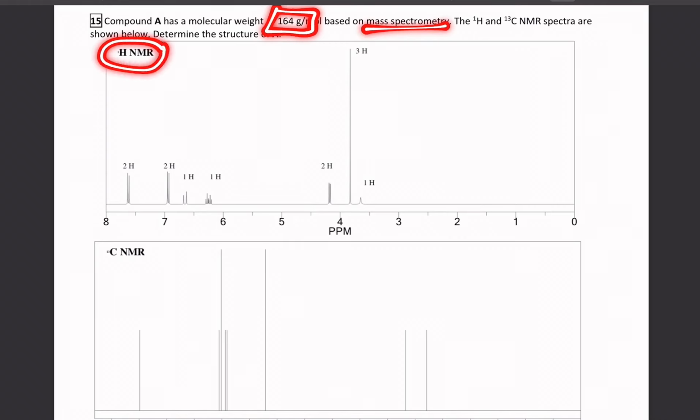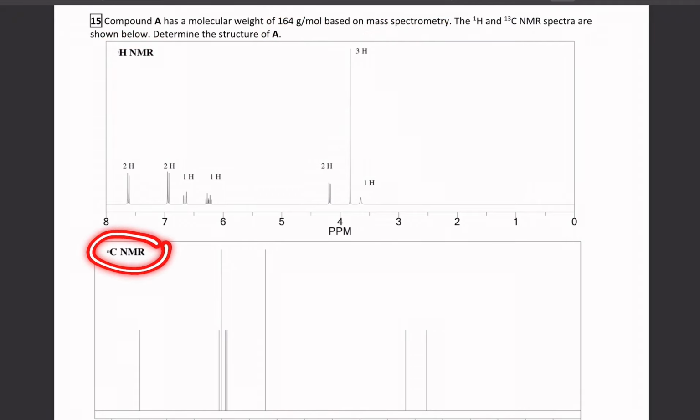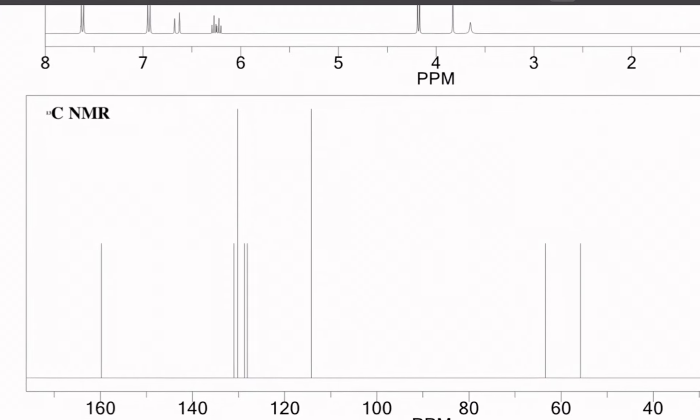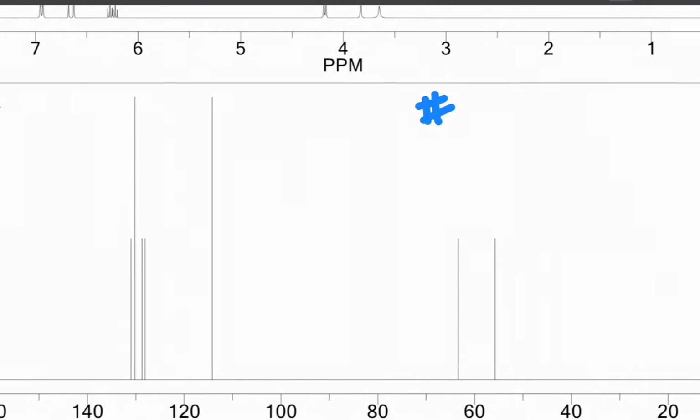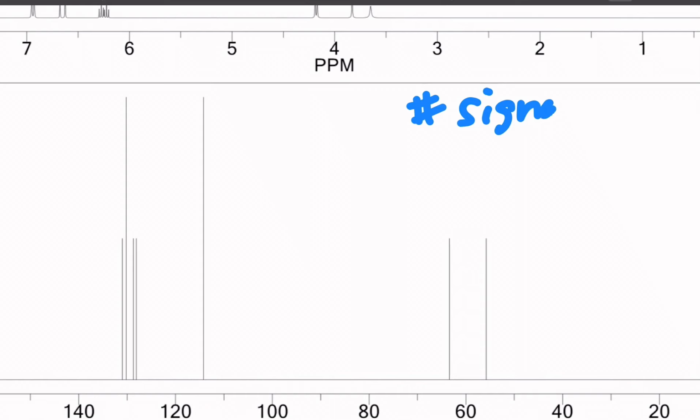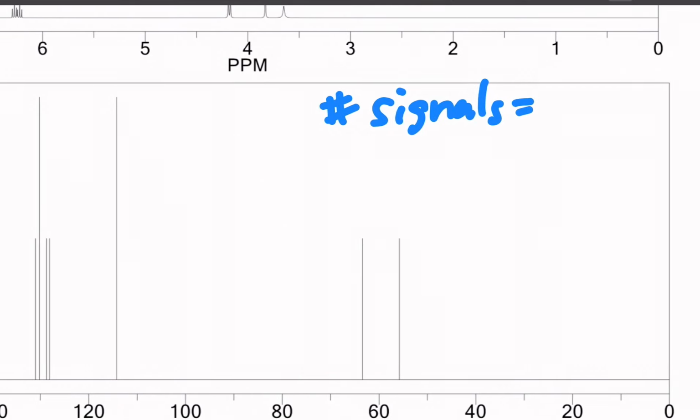A hydrogen NMR is shown here that we've been talking about in the last few lessons. And what's new today is the carbon NMR. I'm actually going to start with that. If I look at carbon NMR, it's just the number of signals that tells us the number of carbons. Number of signals, for the most part, is the number of carbons.